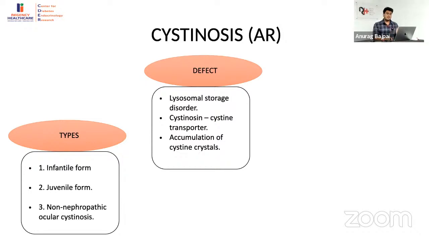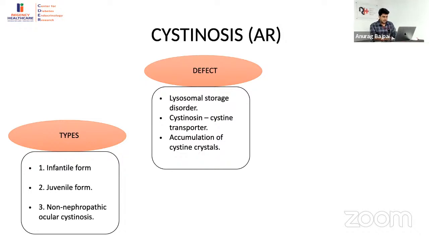And many organs are actually involved with respect to cystinosis, and the prognosis is very grave because many of the children, if unrecognized, usually land up in CKD within the first decade of life. So it is very important to consider cystinosis as a possible diagnosis when you are seeing a patient with proximal renal tubular acidosis in the infantile group because of the management option which is available with cystinosis.